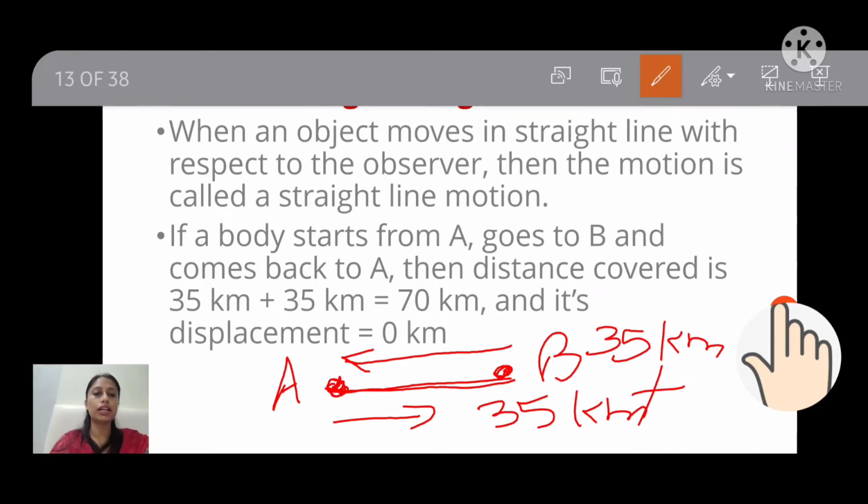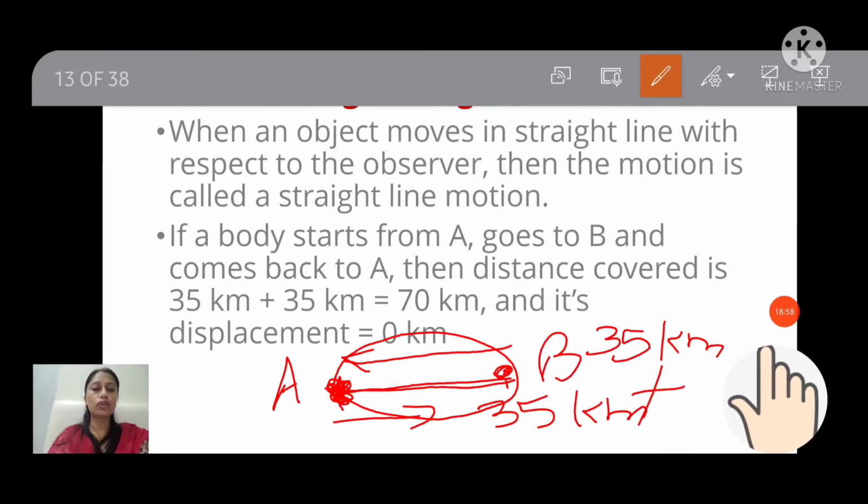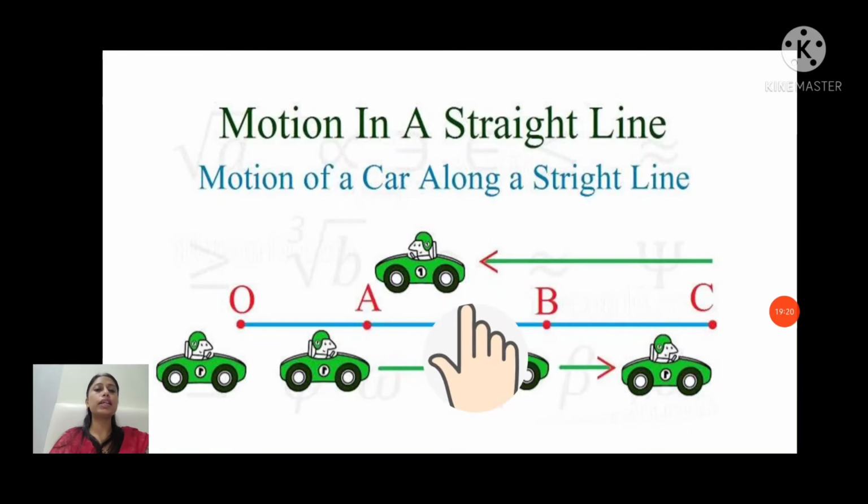But it started from A, and after starting from A, it stopped at point A again. So in this case, the initial and final positions are the same, so displacement is 0, because the initial and final positions are the same and there is no shortest distance, since the starting and ending point is the same. So displacement is 0, but the distance is 70 km. Is it clear? That is distance and displacement. Here we can see motion in a straight line.